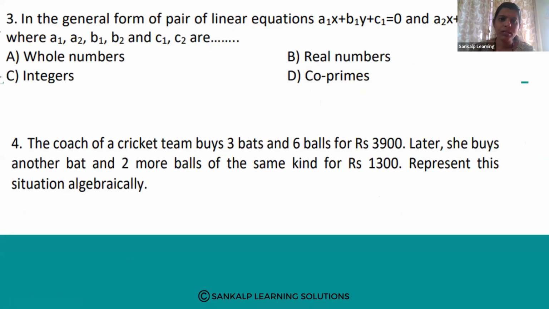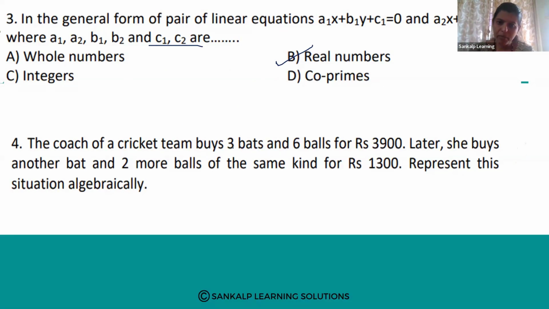Next, in the general form of a pair of linear equations, a1x plus b1y plus c1 is equal to 0 and a2x plus b2y plus c2 equal to 0, where a1, a2, b1, b2 and c1, c2 are called real numbers. Whether it is whole numbers, or real numbers, or integers, or co-primes, what are they? These all are real numbers. A1, A2, B1, B2, C1, C2 may be anything. It may be rational, it may be irrational, it may be a whole number, an integer, or a natural number. It may be anything. So, we call them real numbers.